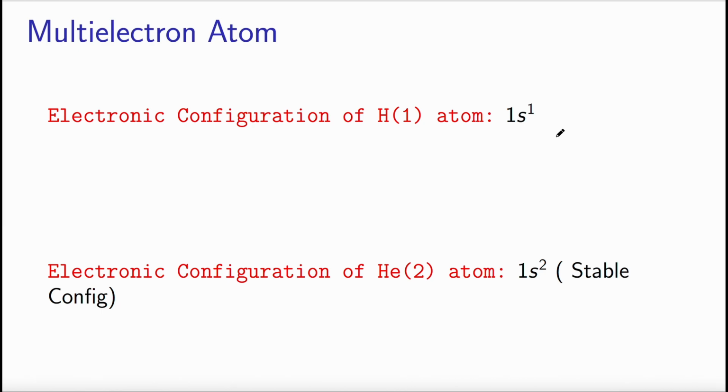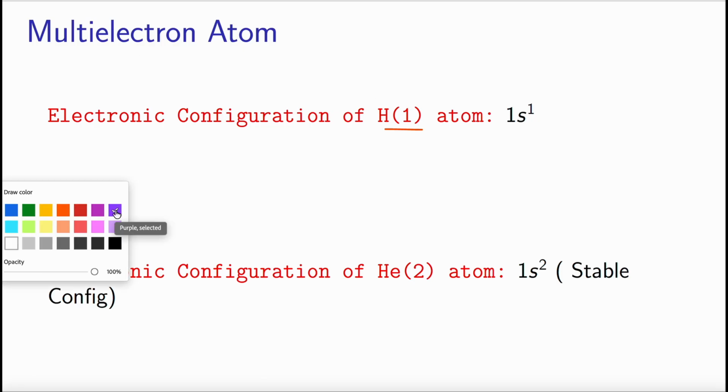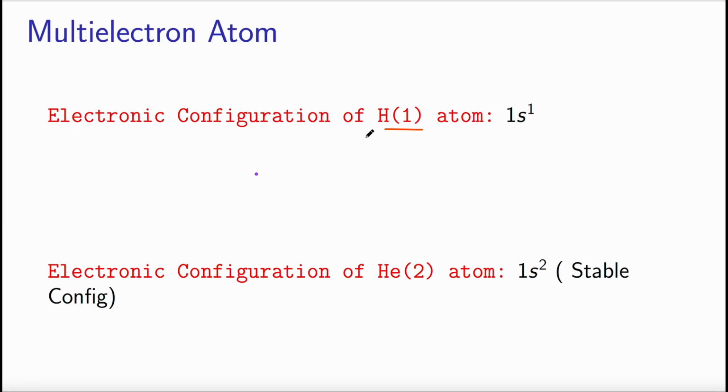This is required when we arrange electrons in an atom. Now we go to the simplest, the hydrogen atom. Hydrogen atom has only one electron, right? Hydrogen atom has only one electron.